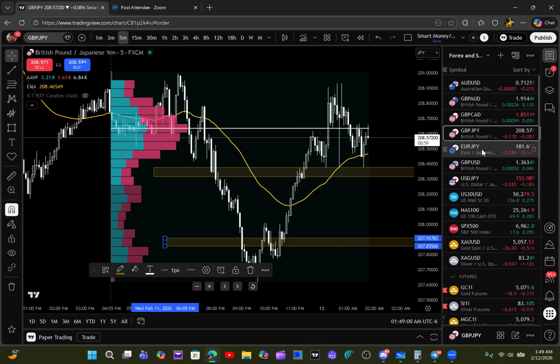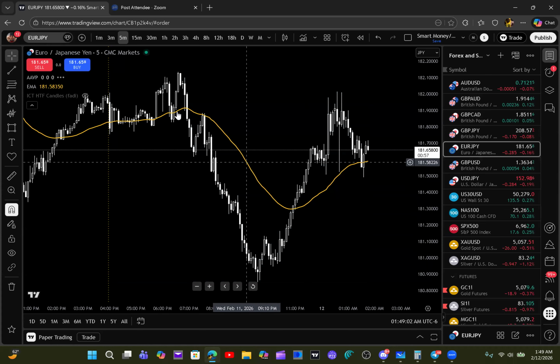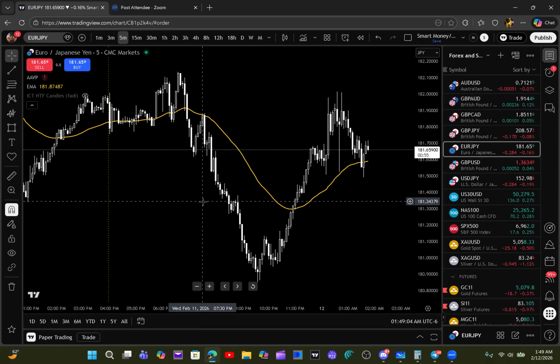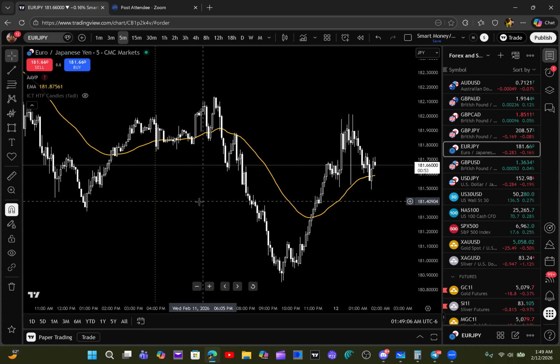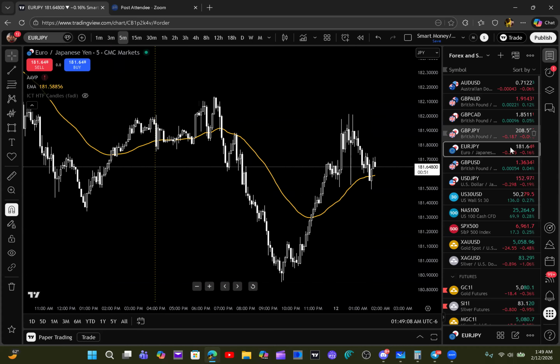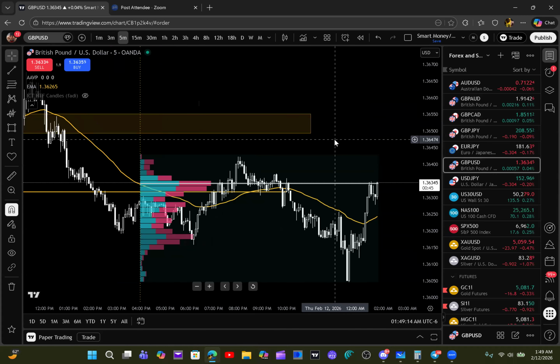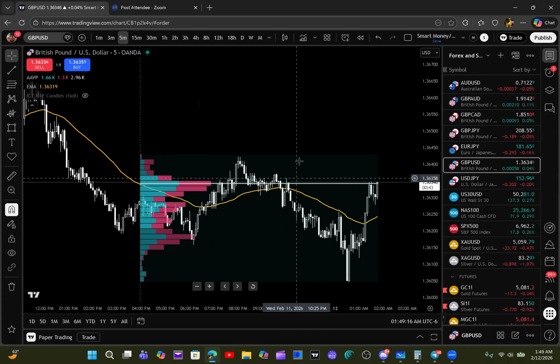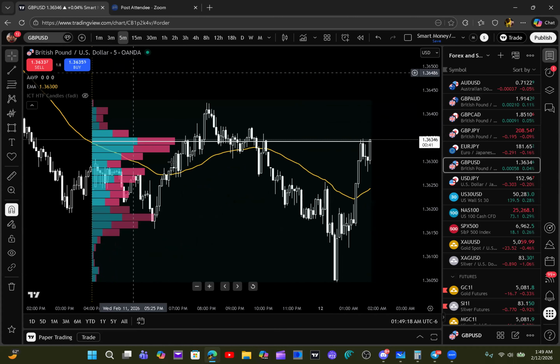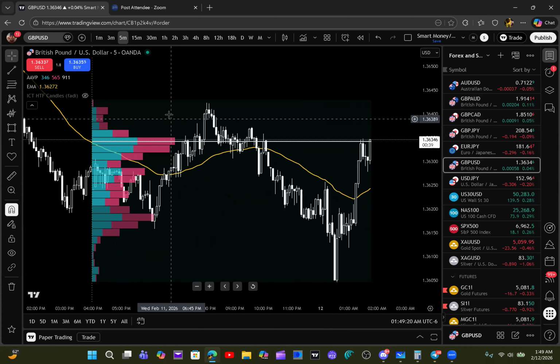Let's see. I'm gonna look at Euro JPY and GBP USD. See which ones it works better with. So Euro JPY doesn't work at all. I got a red exclamation point. So let's look at GBP USD. Now I'm on 5 minute. Remember I had been doing the one, but I'm on fives.